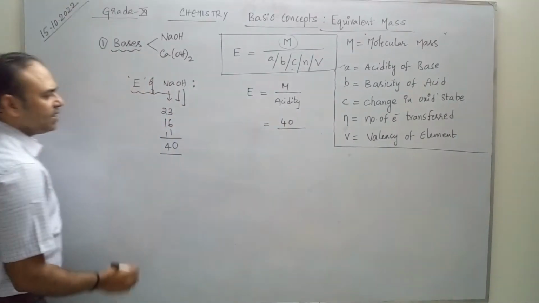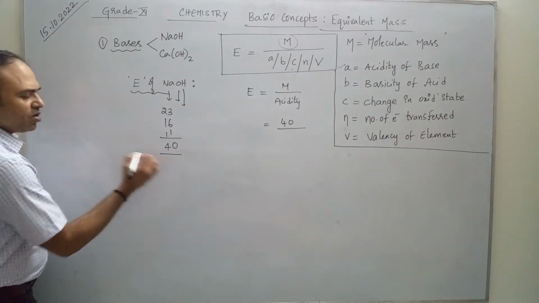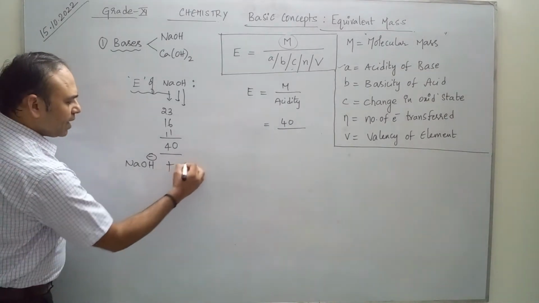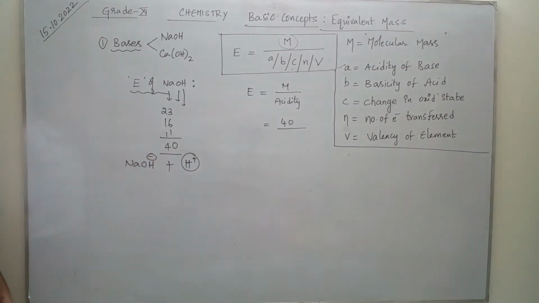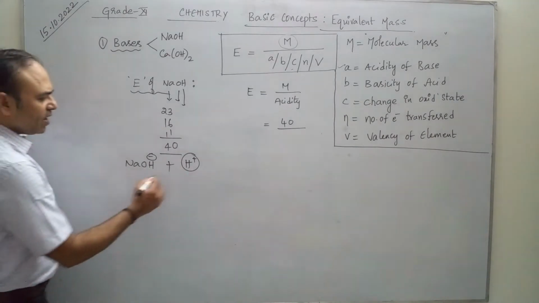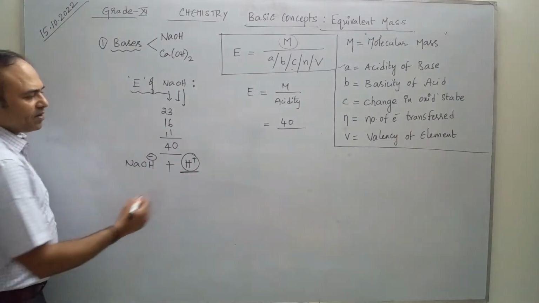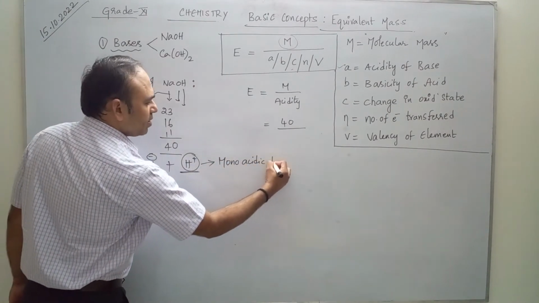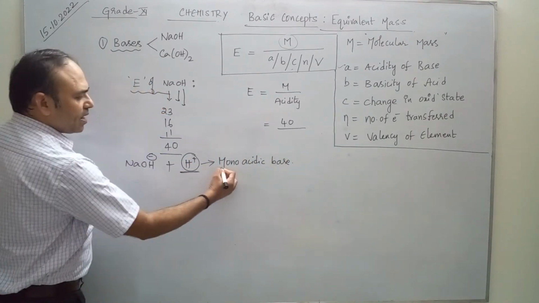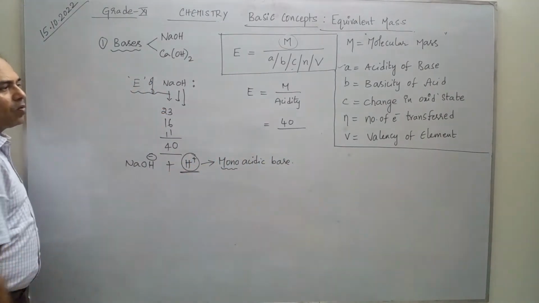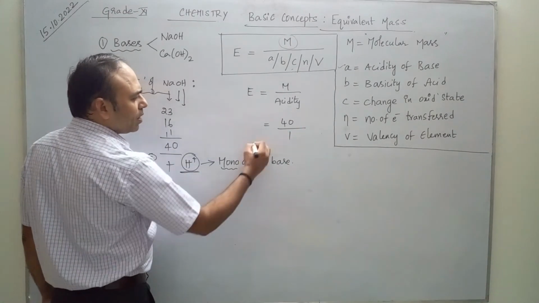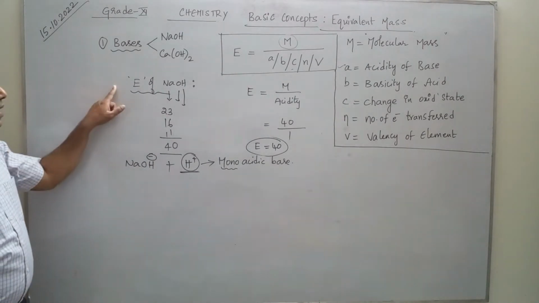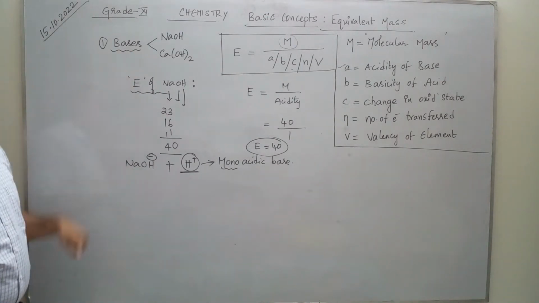Now, how to find the acidity? When you write NaOH, we know that you have one OH minus ion. To neutralize this, we will add one H plus ion in the form of HCl. So as you have added one H plus ion, it is known as a monoacidic base. We can say that the acidity of NaOH is 1, hence we will write it as 1. So E is equal to 40. Hope you have understood how to calculate the equivalent mass of any base.